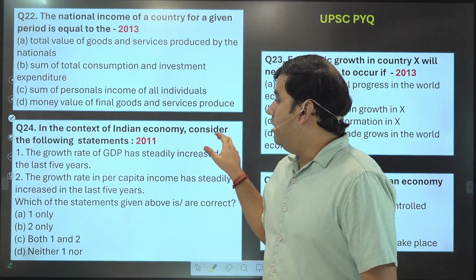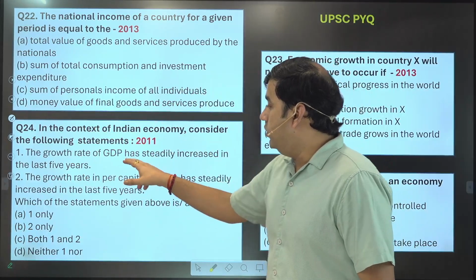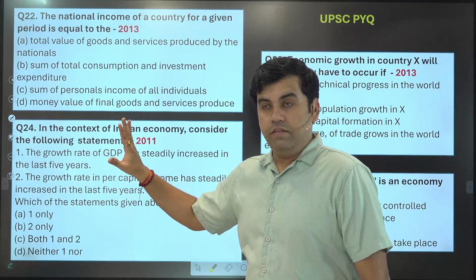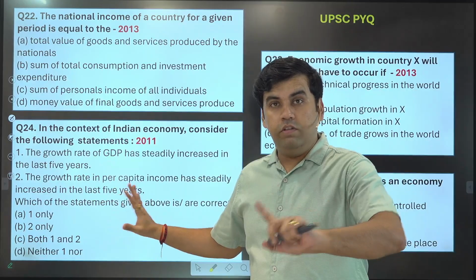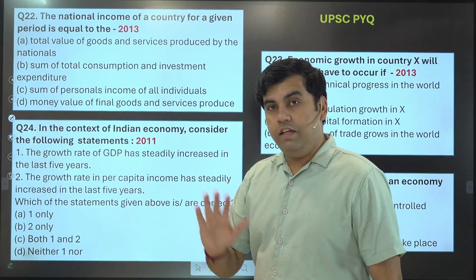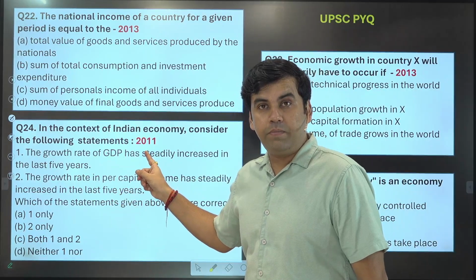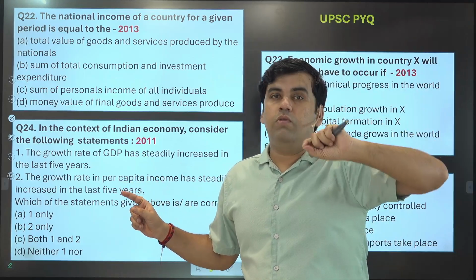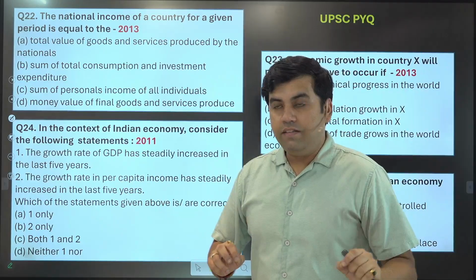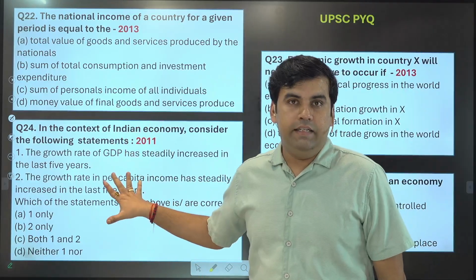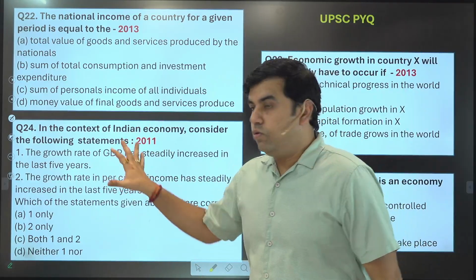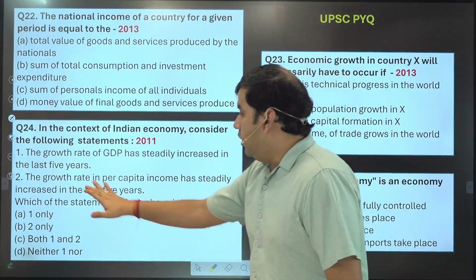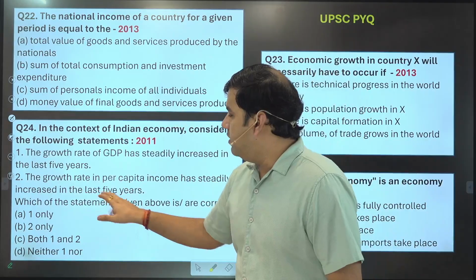In the context of the Indian economy, consider the following. The growth rate of the GDP has steadily increased in the last 5 years. Now, please understand this. This is not your question. If you cannot answer, then it's okay because it's 2011. So you do not know what happened in 2006 to 2011. But what I am saying is, this question gives you the idea. This question is giving you the idea of what kind of question UPSC asks. The growth rate in per capita has steadily increased in the last 5 years.